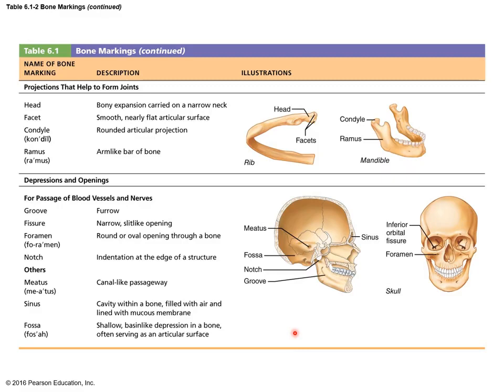And then the depressions and openings. The foramen magnum is the opening at the base of the skull that allows the spinal cord to come up and connect directly to the brain. You do have foramens in several of your facial bones that allow for blood vessels to move from the external surface internally, etc.